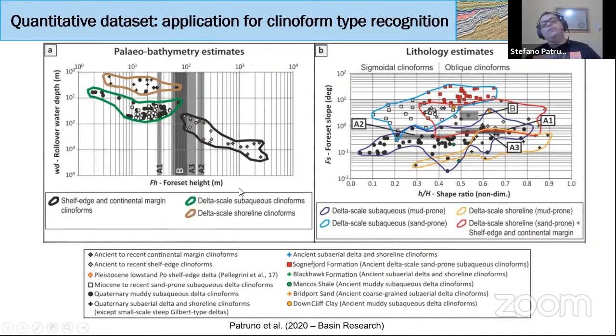And you can see we've plotted here rectangles. The rectangles represent the four clinoforms that we want to find out what they are. So A1, A2, and A3, which are part of the Eridanos that comes from Norway. And then B, which is the small clinoform that comes from the UK. And you can see A1, which was this one over here, the one that we said was a delta, pretty much falling between subaqueous and shoreline. It is definitely not in the field of shelf edge.